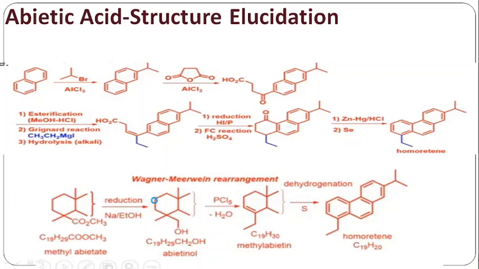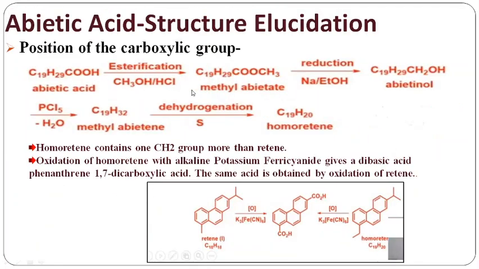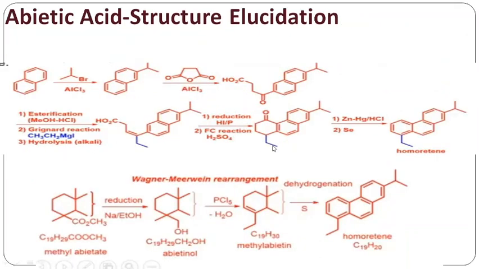From the flow chart we have seen, with abietic acid and methyl abietate, we can assign the following structures on the basis of all the above reactions. In abietic acid, the carboxylic group is present at this position, which is drawn by the following reactions. On esterification it converts into this type of ester.